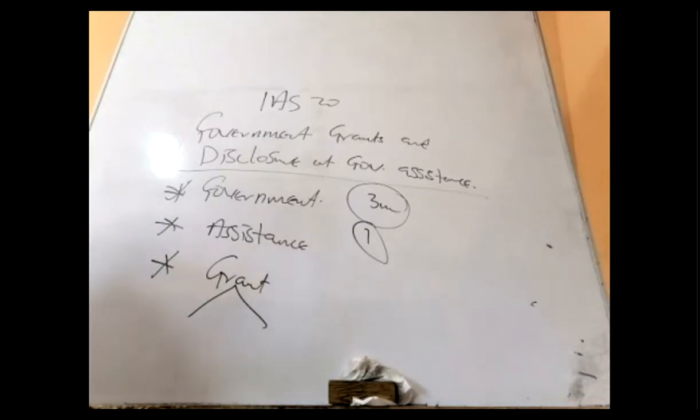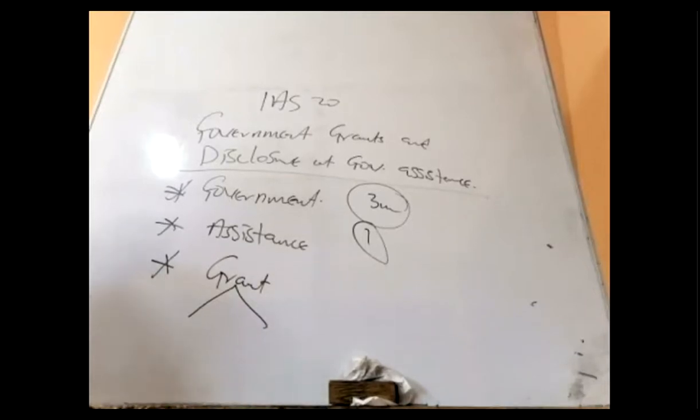So grants are like assistance by the government in the form of what? Transfer of resources to an entity in return for past or future compliance with the condition. There's no future anywhere. So either you have already complied with the condition before we give you the grant, or we will give you the grant and then you comply with the condition in the future periods. That's all. So let me take it over again.